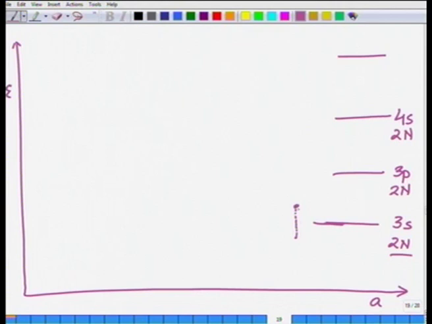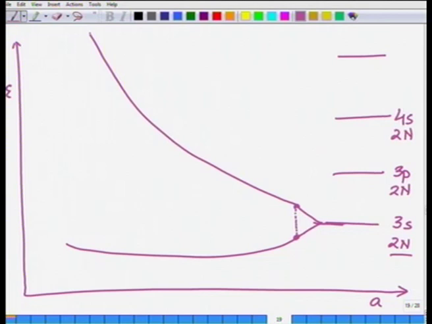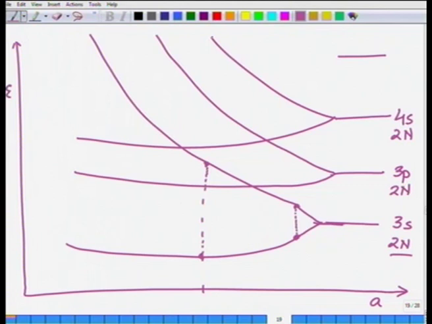This is the highest and this is the lowest. If I plot only the lowest and the highest energy available, at any given lattice parameter this is the energy range in which all these energy levels split up. If I do so for all of these, what do you notice? These are the allowed energies.